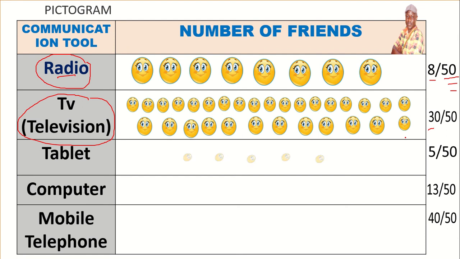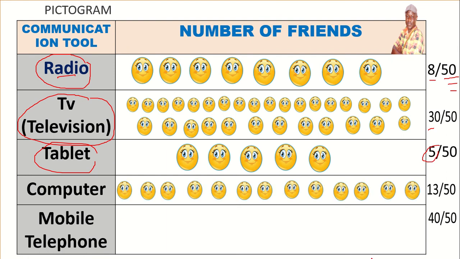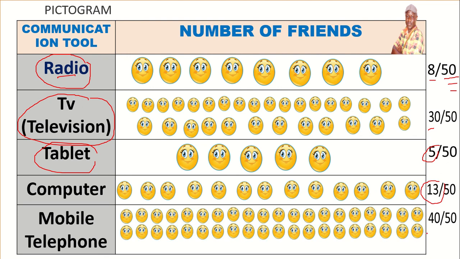And the ones who used a tablet, there were only 5. The computer, 13 students. And then mobile phone, there were quite a lot. There were 40. So I can conclude that there were more learners on the phone, maybe because of learning online.